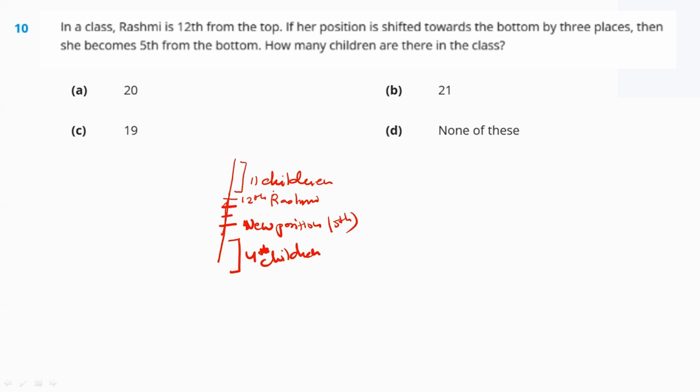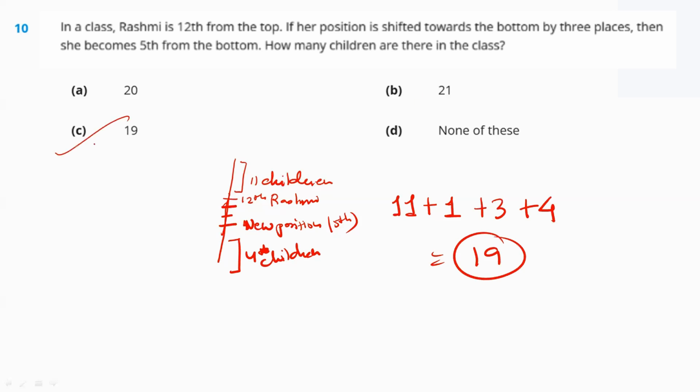You just need to add all of them. First there were 11 children, then Rashmi was the 12th one, so that's plus 1 including Rashmi. Then she moved down 3 places, so 3 children have been crossed, and now she's at 5th position, after which there are 4 more children. So the total gives us 19 as our answer. Option number C is the correct answer, 19. Total number of children in the classroom is 19.